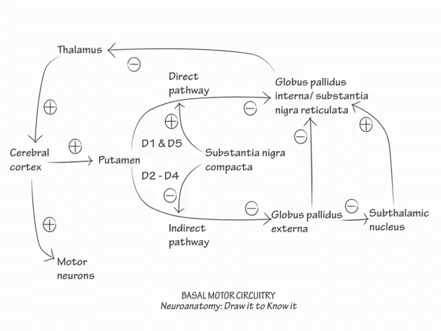loop. In short, the substantia nigra compacta acts on both pathways to generate the same ultimate effect, the promotion of movement. This concludes our drawing of the basal motor circuitry.